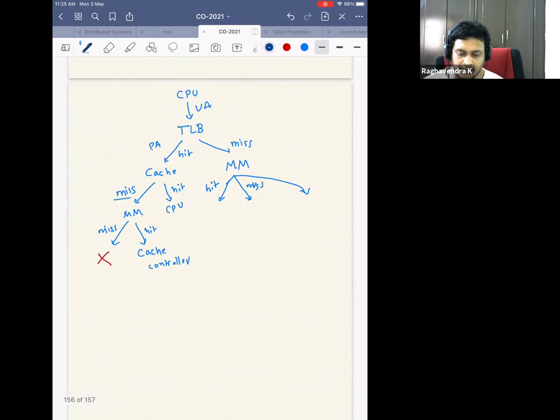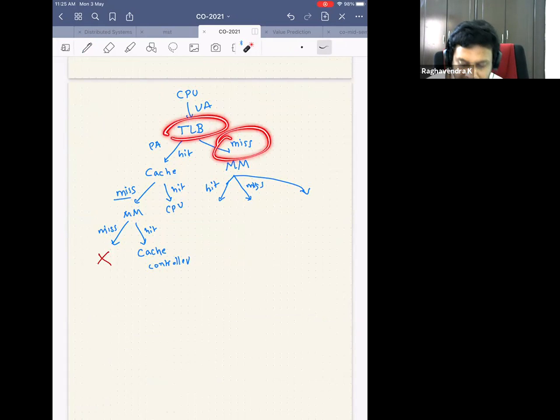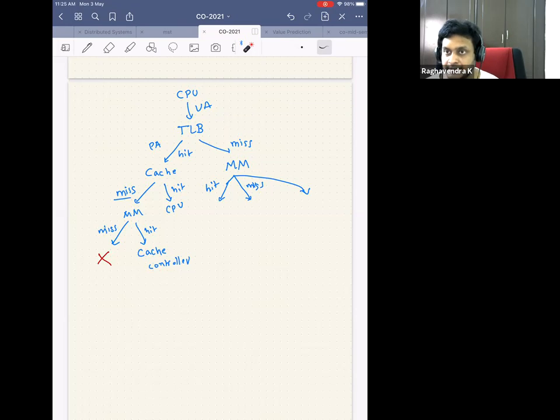Okay. So now since this is clear, a virtual address was generated and we search in the TLB. There's a miss in the TLB, so we went to the main memory. It's a hit in the main memory. Now my question is, if it's a hit in the main memory, does it imply that it is always in the cache? Does it imply that it's always in the cache?